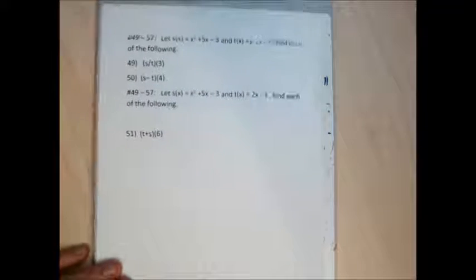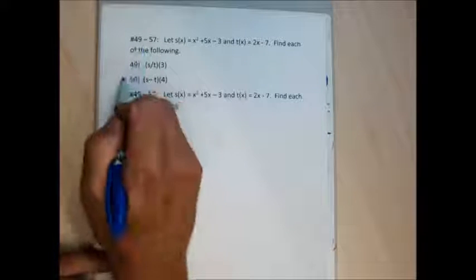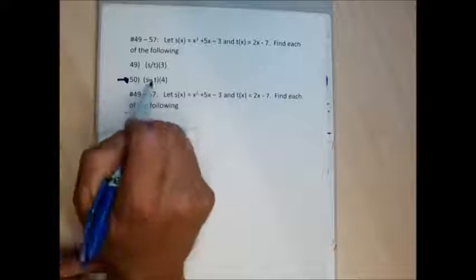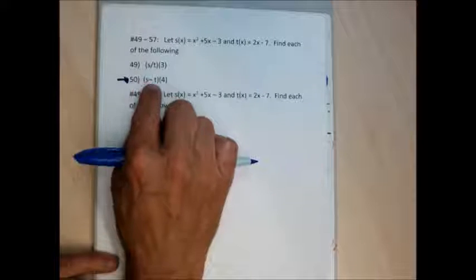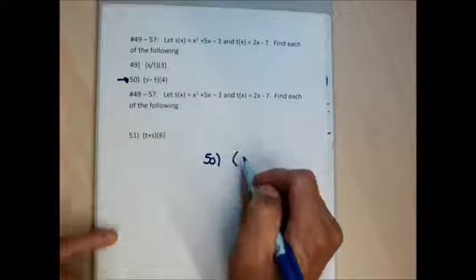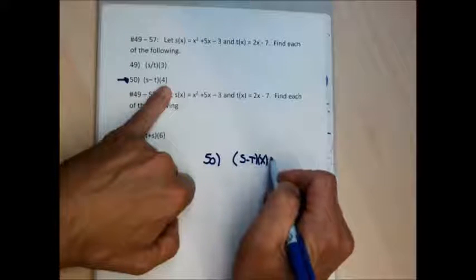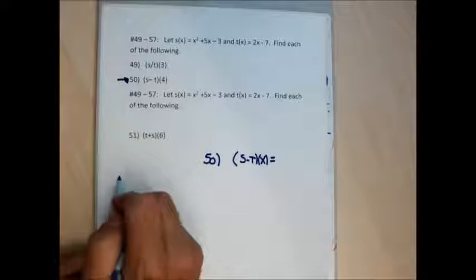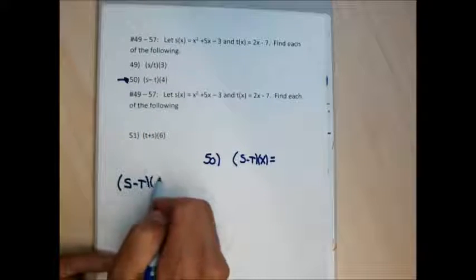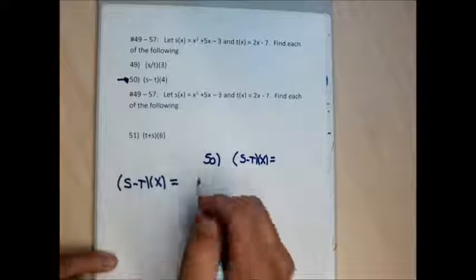The next group of problems, 49 through 57, aren't really any different other than they have different letters with slightly different values. So as I go to do problem 50, problem 50 wants me to find s minus t of 4. It doesn't matter that I change these letters. The first thing I want to do is change the number in the parentheses to an x and find an unsimplified version of that, which I didn't leave myself enough room for, so I'm going to redo that. So to do 50, the first thing I do is take the number in the parentheses, change it to an x, and then I set myself up.